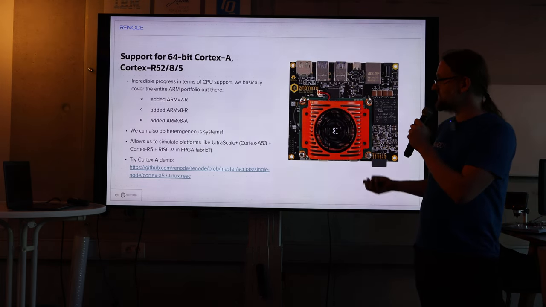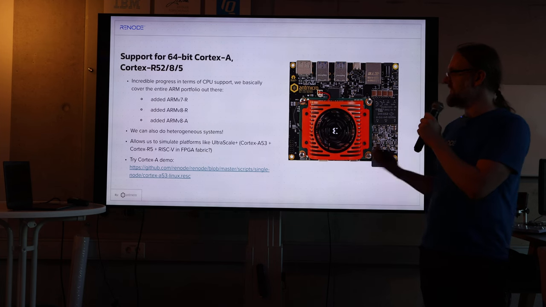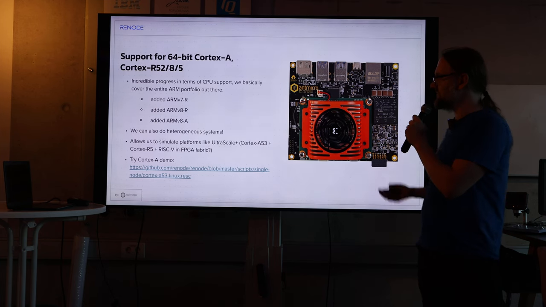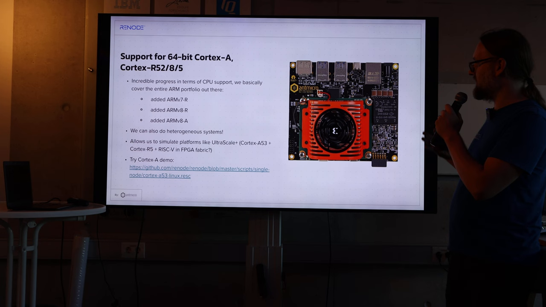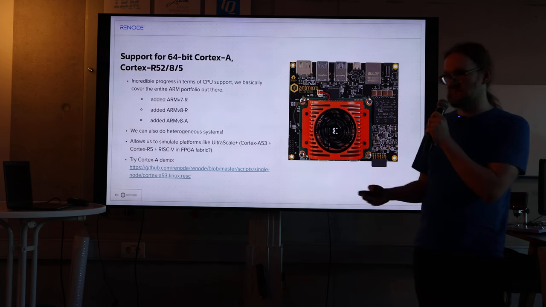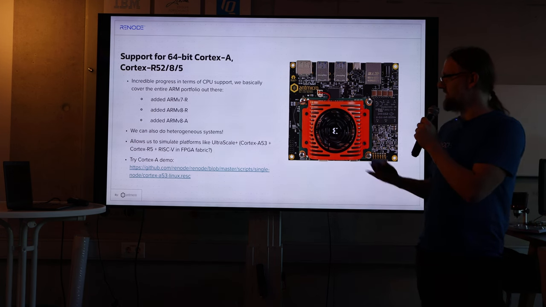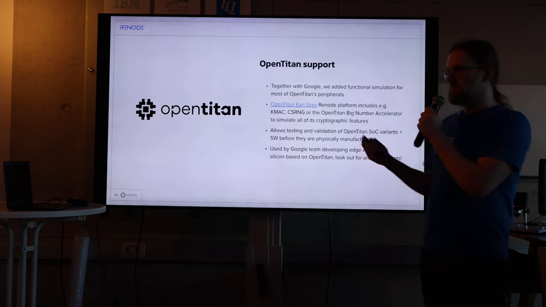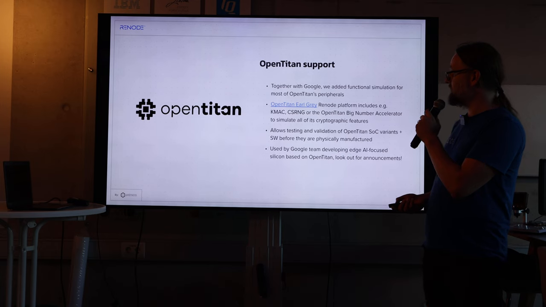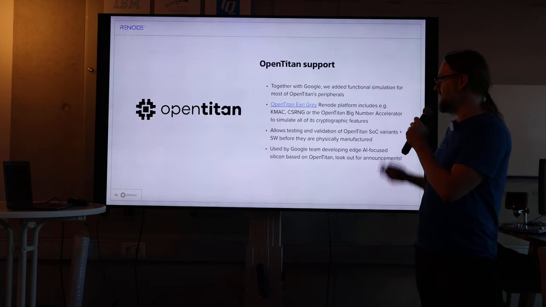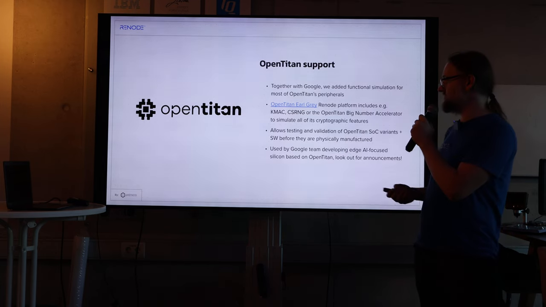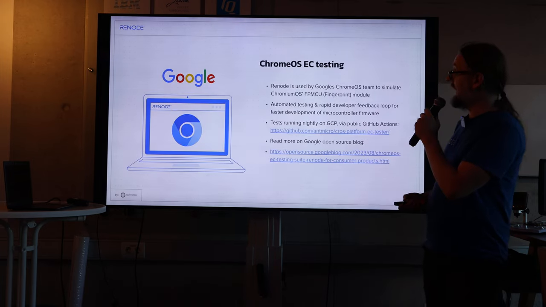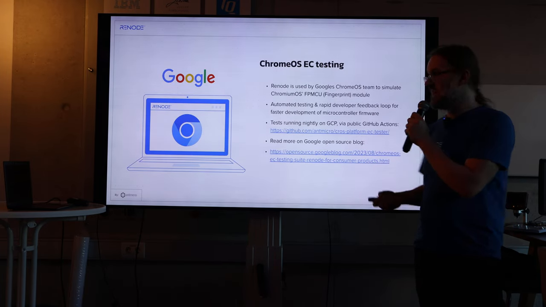As I said, we have support for Cortex-A, 64-bit, Cortex-R, both 32 and 64-bit. And generally speaking, we have the capability to simulate heterogeneous systems like, for example, the RScale Plus, both the big and little cores, and perhaps a RISC-V in your FPGA. We support OpenTitan. As I said, most of the peripherals. We're working with a Google team on an AI chip that they're going to open source soon, so look out for the announcement.